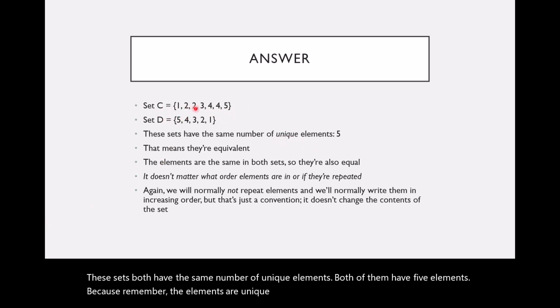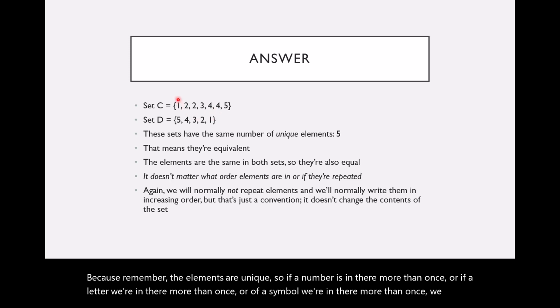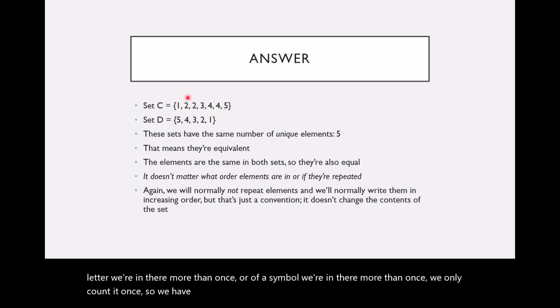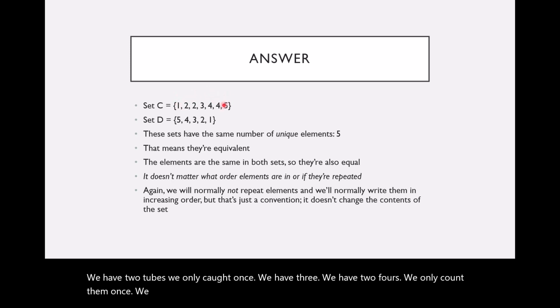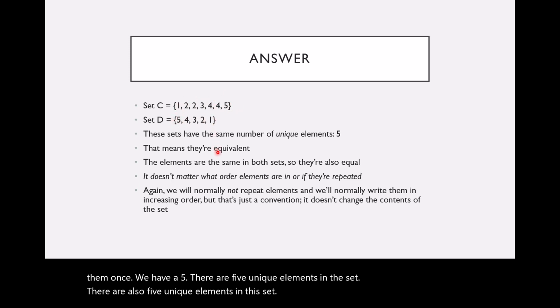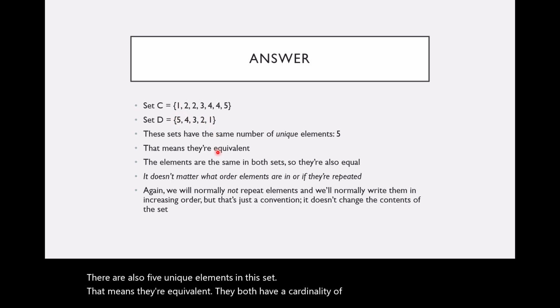So if a number is in there more than once, or if a letter were in there more than once, or if a symbol were in there more than once, we only count it once. So we have a 1, we have 2 2s, we only count it once. We have 3, we have 2 4s, we only count them once. We have a 5. There are 5 unique elements in this set. There are also 5 unique elements in this set. That means they're equivalent. They both have a cardinality of 5.